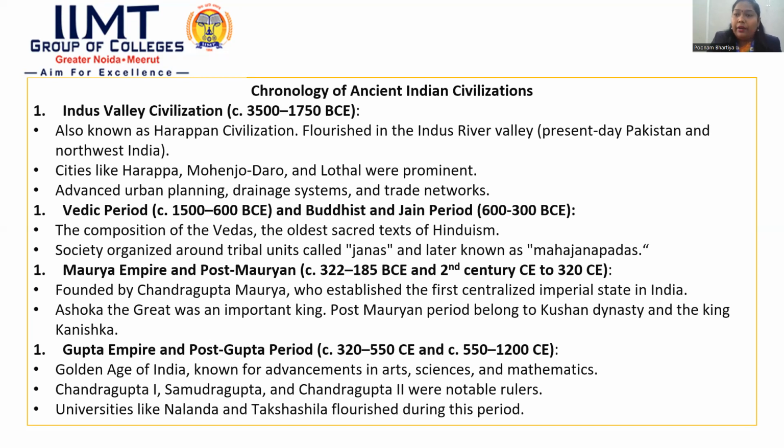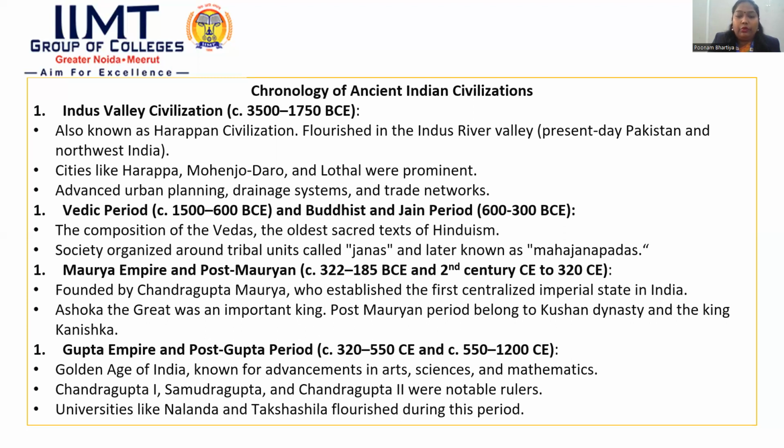The time period of Mauryan Empire was 322 to 185 BCE, and it was founded by Chandragupta Maurya with the help of Chanakya or Kautilya, who established the first centralized imperial state in India. So you can say it was the starting of full-fledged centralized state system in ancient India, and the prominent king of Mauryan Empire was Ashoka the Great.